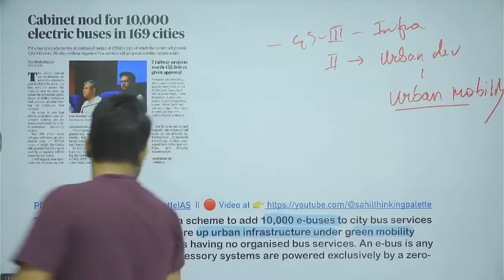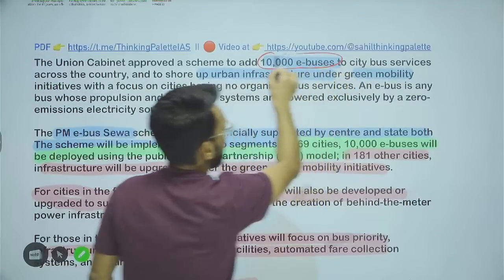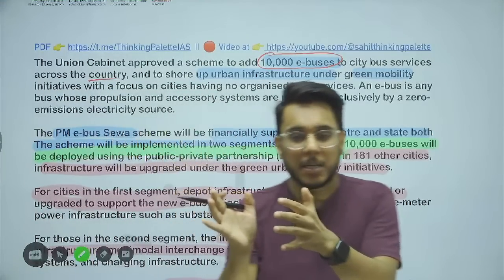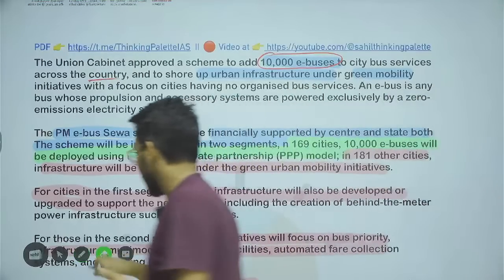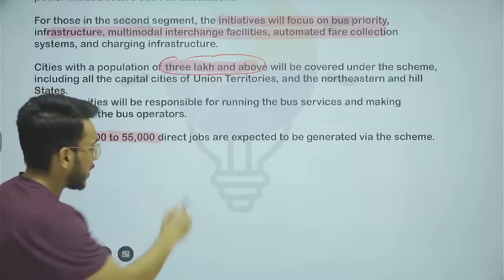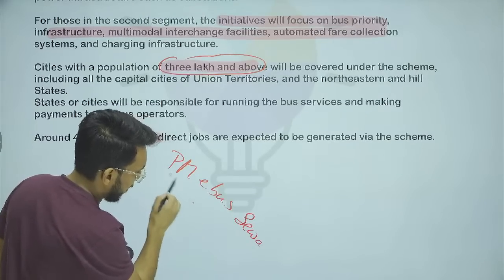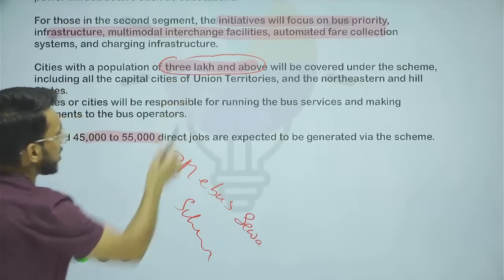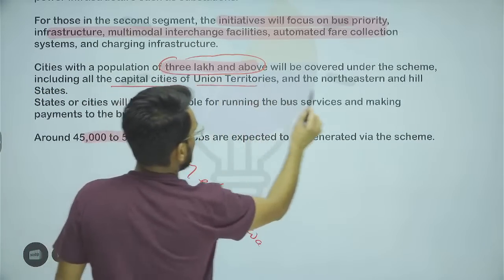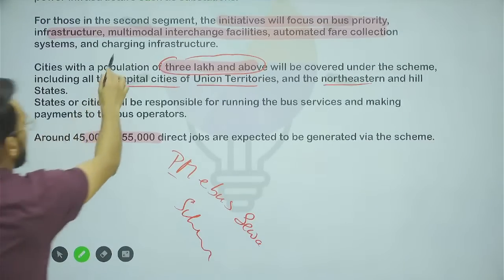Basically, the Union Cabinet has approved adding 10,000 electric buses to the city bus service scheme across the country. As of now, only the metropolitan cities or a few capital cities in the country have bus transportation service. But now the government has provided that all cities with a population of 3 lakh and above will be covered under this PM e-bus Seva scheme, the Prime Minister e-bus Seva scheme. All capital cities, union territories, northern and northeastern hill states, all the capital cities there, and every city above 3 lakh population will be covered.